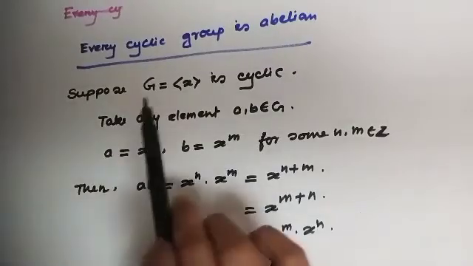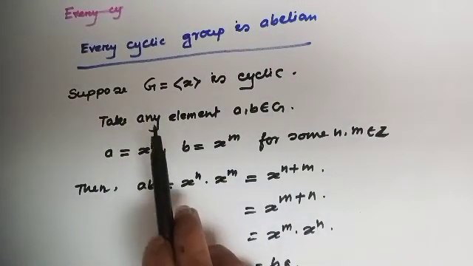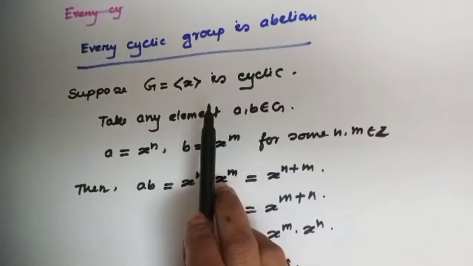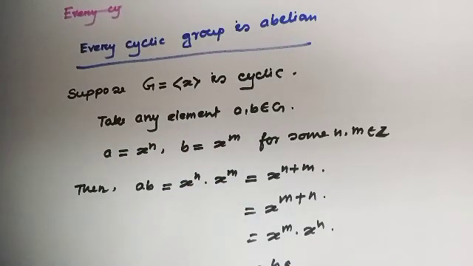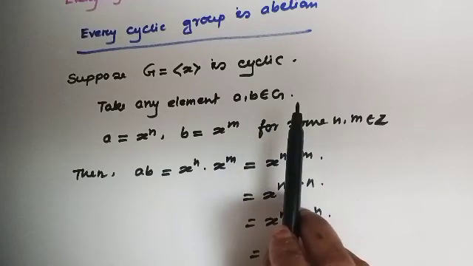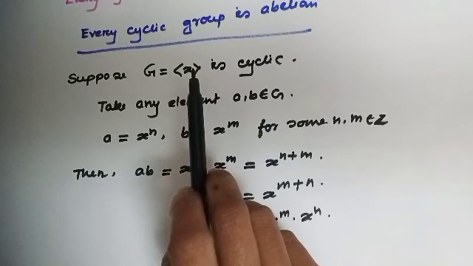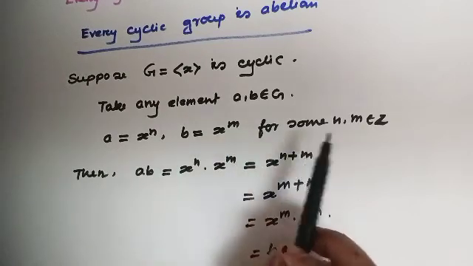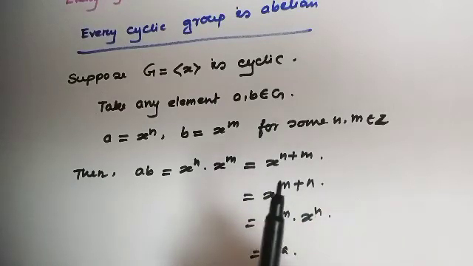Okay? Well, there is a nice theorem. Every cyclic group is abelian. Let's see the proof. Suppose G is a cyclic group. That means G is generated by a single element x. Now take any arbitrary members of the group G. Let a and b be members of G. Then, since G is a cyclic group, we can write a equal to x to the power n and b equal to x to the power m for some n, m belonging to the integers. And we need to show ab equal to ba.